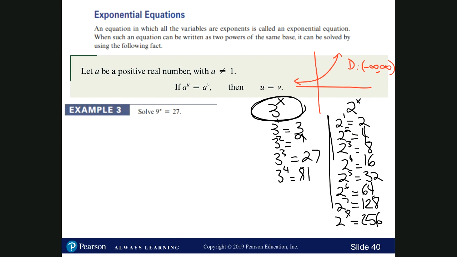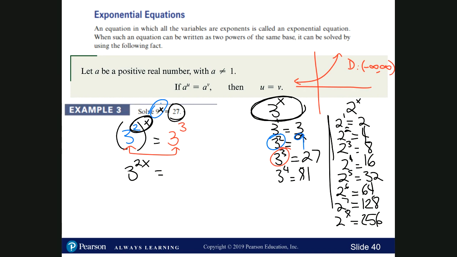So instead of 9, I'm going to use 3 squared, because 9 is equal to 3 squared. However, we cannot forget about the exponent that we have here, x. And here, instead of 27, we are going to use 3 to the power 3. Actually, before that, let's simplify it a little more. 3 squared raised to the power x is equivalent to 3 to the power 2x. When you have the power of a power, you multiply the two numbers or expressions. And here we have 3 to the power 3.